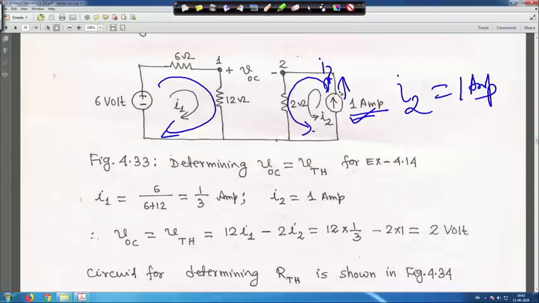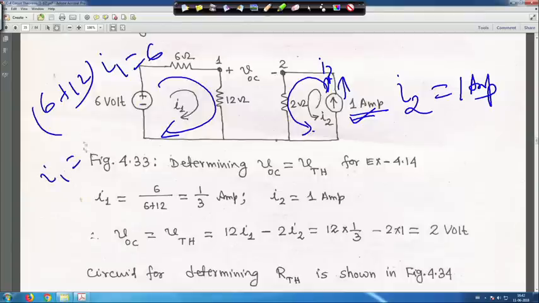in this mesh, right. So, to get I1 you have to apply KVL. So, 6 plus 12, 18 ohm, right. So, 6 plus 12 into I1 is equal to 6, because this is 6 volt. So, I1 is equal to 1/3 ampere, that is 6 by 18. So, I2 is equal to 1 ampere and I1 is equal to 1/3 ampere.